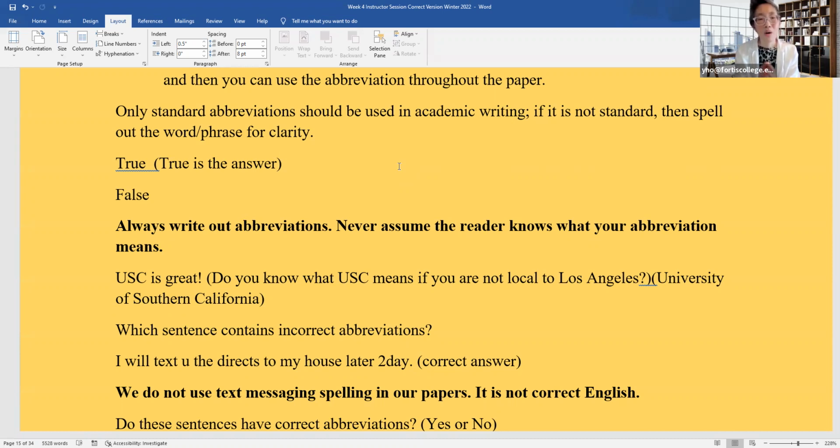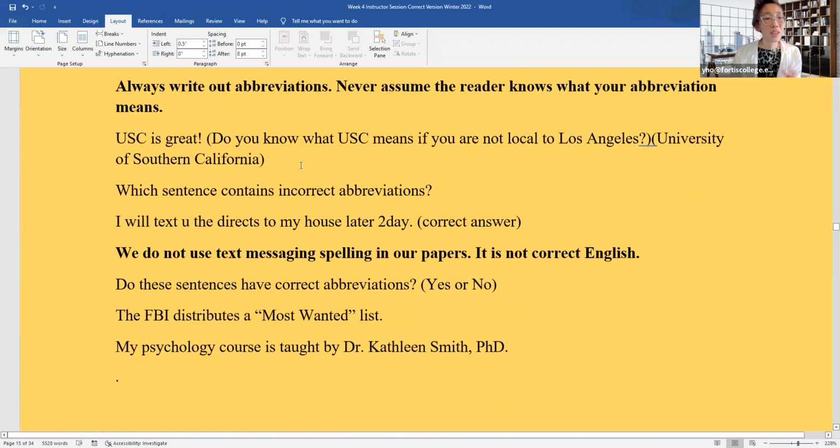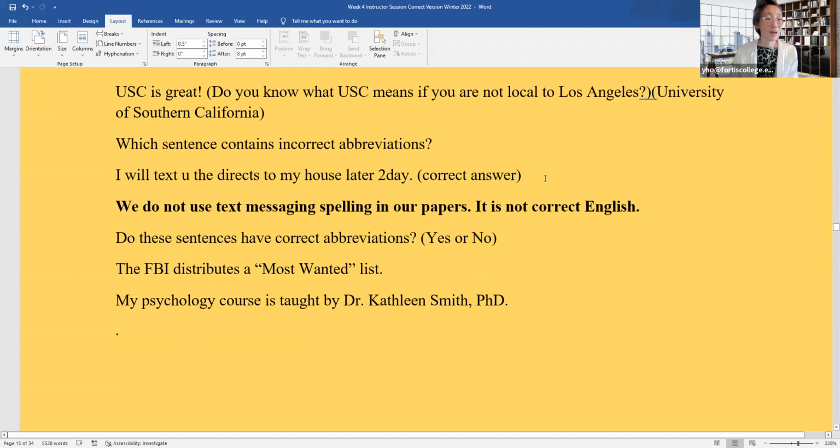And so that's why only standard abbreviations should be used. If it is not standard, that is, if not everybody knows what it is, then you need to spell it out. So this one is true. The answer is true. USC is great. So what does USC stand for? University of Southern California or University of Southern Carolina? Which USC are you talking about? That's why you've got to spell out USC, because there are two USCs. If you're not local to Los Angeles, you might think you're talking about University of Southern Carolina.